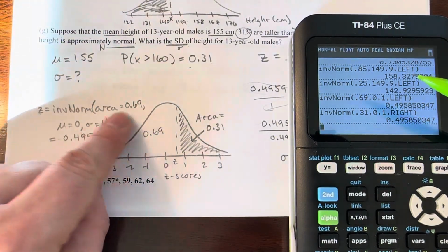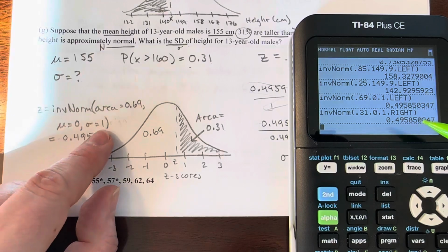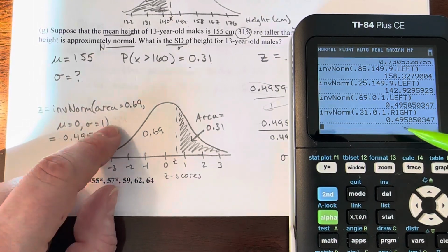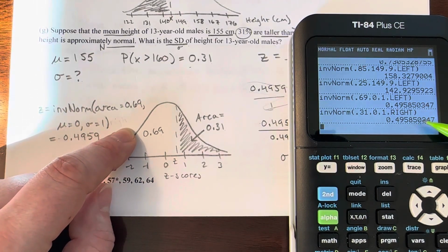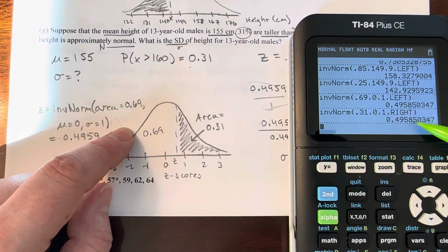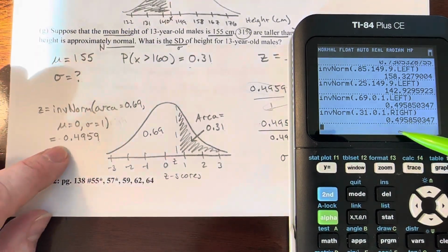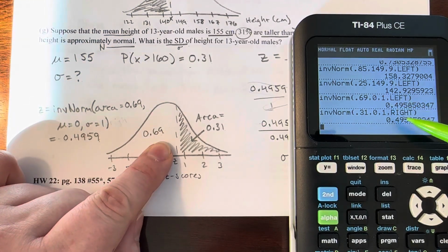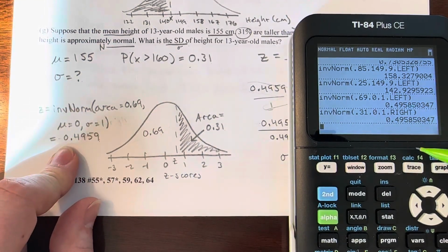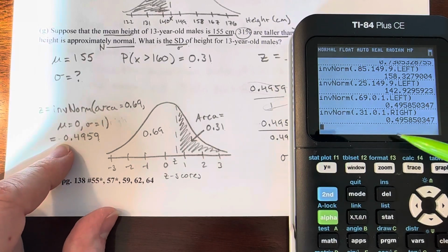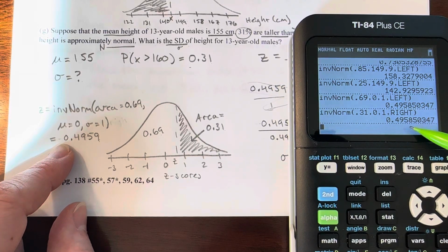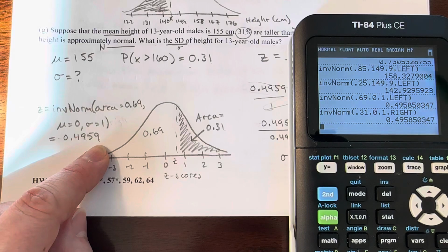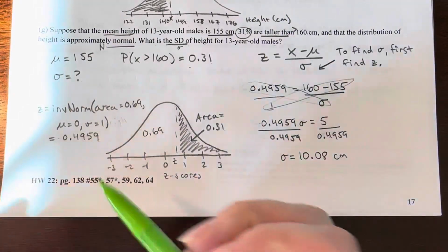But with this kind of technological writing, you'd also have to put a comma and then tell me which tail area you were dealing with, so where the area actually is. If you just write it this way, it's assumed that this is the left area, so be careful with that. I almost made a mistake with that earlier. So I have 0.4959 approximately. Now that's my Z-score.